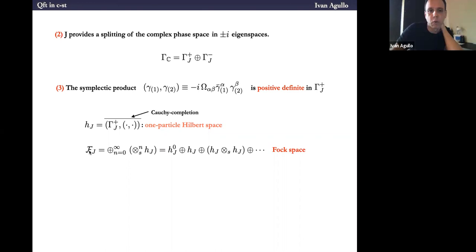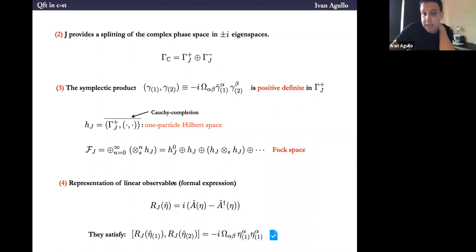Representation of linear observables. Remember, this is the way I think about the theory, not what I use for calculations. The representation of a linear observable is given by this expression, where A is the annihilation operator associated to the element eta of the phase space, and the same for the dagger. They satisfy the canonical commutation relations. So we are happy, and we have a quantum representation. Same logic as before, I insist.